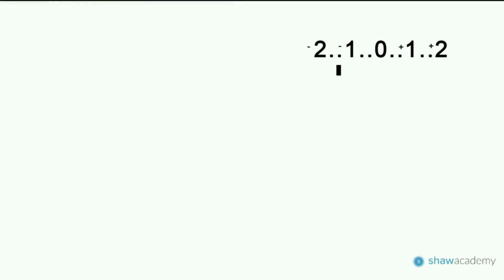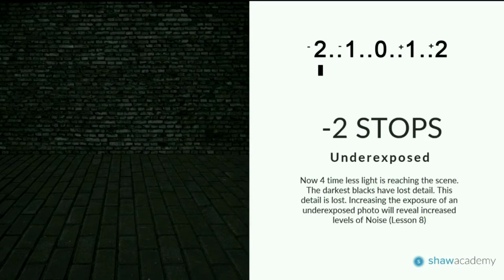Now, if we go to -2 stops, remember we have now 4 times less light coming in. 4 times less light is now reaching the camera's sensor. The darkest blacks have lost all detail, and this detail is gone. You're not going to get that detail back. Now, with an exposure like this as well, if you try to brighten it up in post-production, you're going to reveal what's called noise, especially in the shadows. You're going to see this kind of grain be introduced into the photograph, and you don't want to see that.